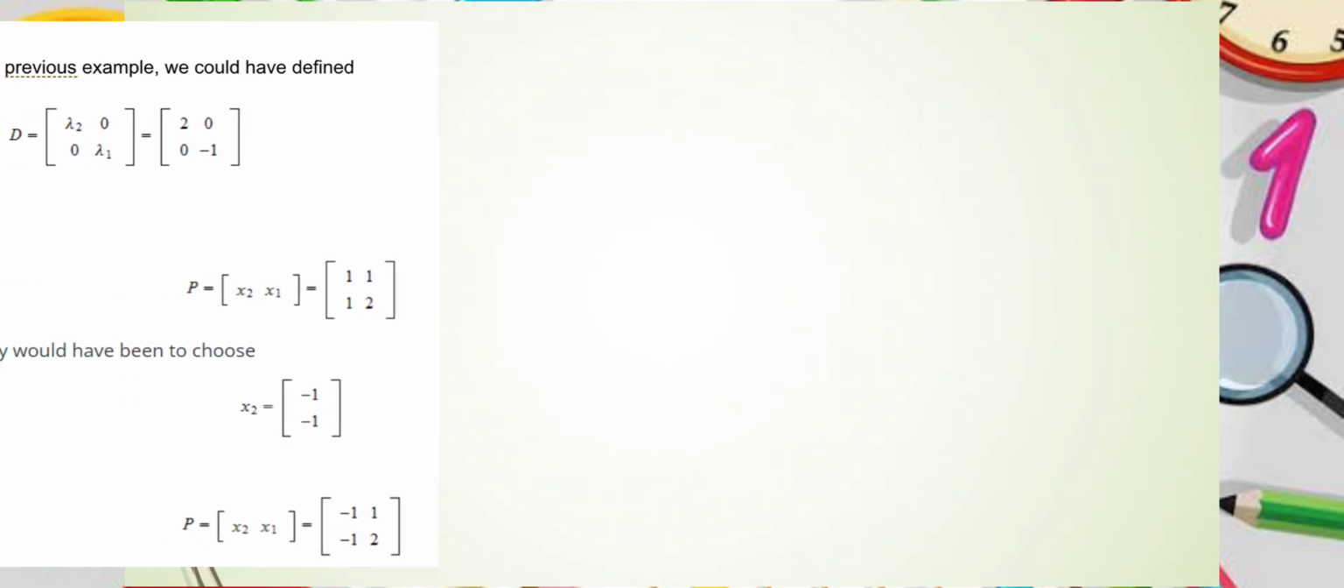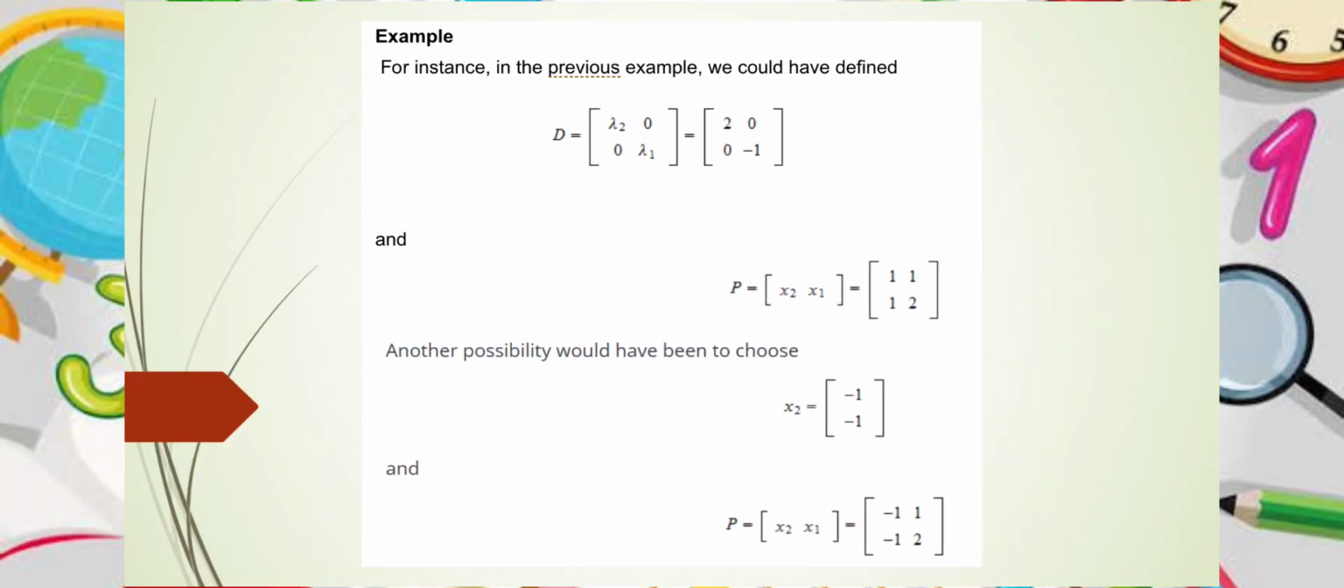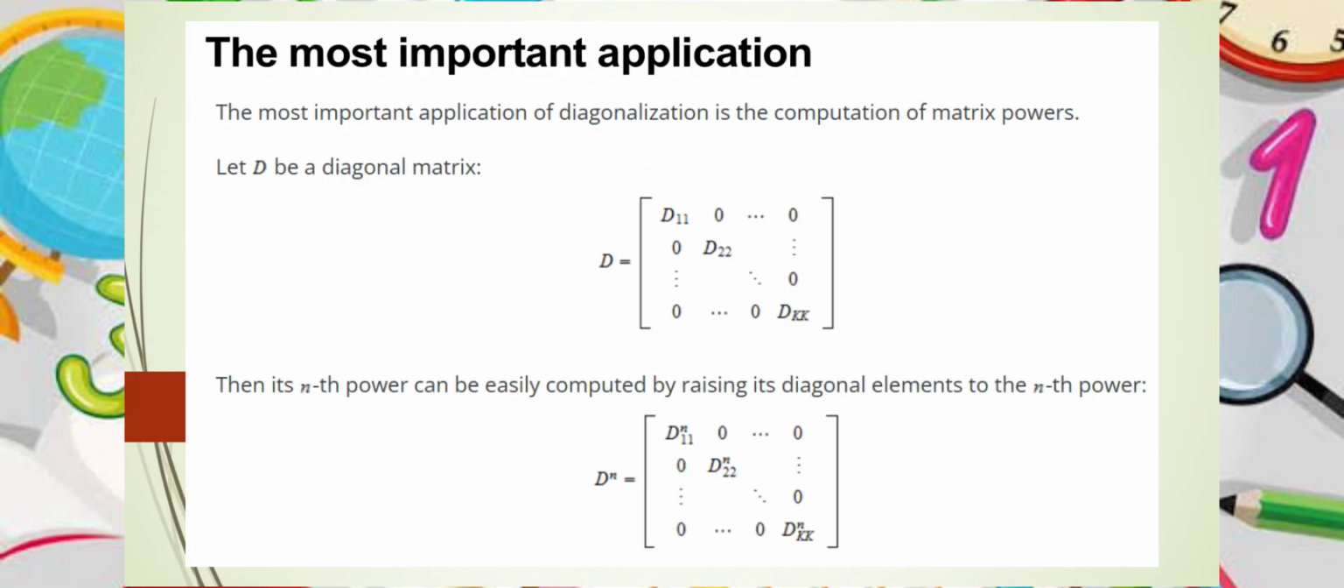For instance, in the previous example, we could have defined D as the matrix [λ₂, 0; 0, λ₁], which is equivalent to [2, 0; 0, −1], and P = [x₂, x₁], which is equivalent to [1, 1; 1, 2]. Another possibility would have been to choose x₂ = (−1, −1), so that P = [x₂, x₁] = [−1, 1; −1, 2]. So, the most important application of diagonalization is the computation of matrix powers.